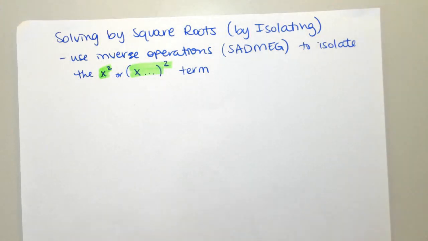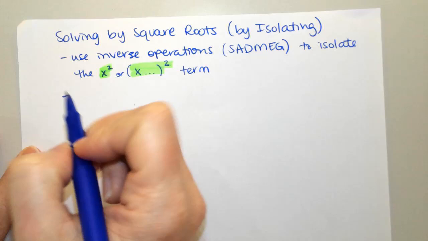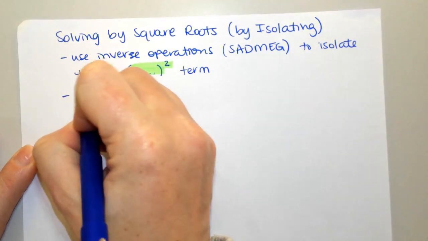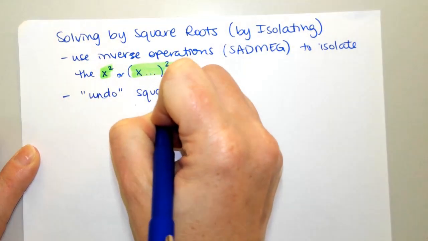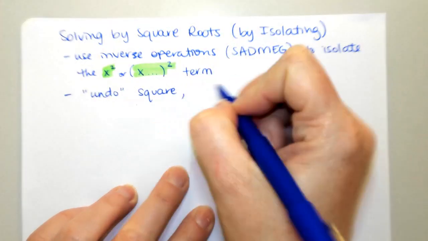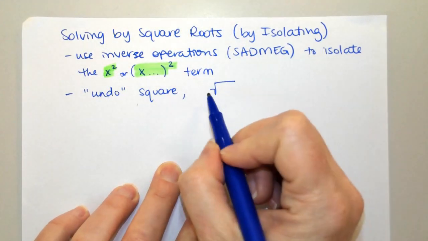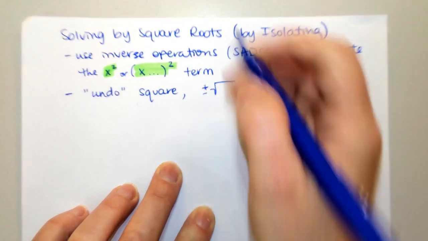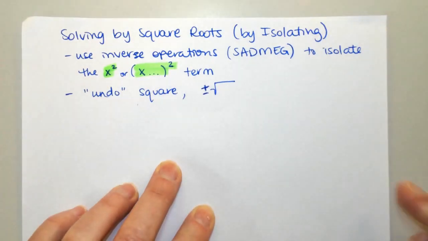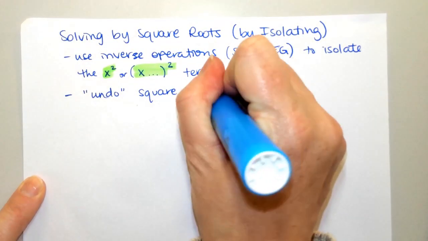Right. And then once we've isolated the squared term, to undo a square, we would use a square root. We'll just have to be careful because when we are solving, there's a positive and a negative answer that can come from that. And I'll explain that when we get to that step. But I'll try and point that out. I'll try and highlight it so it stands out too.